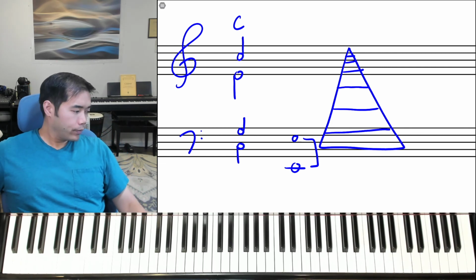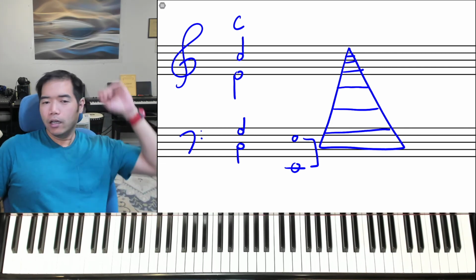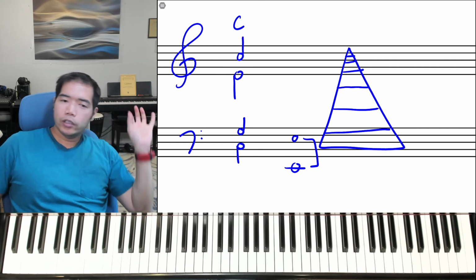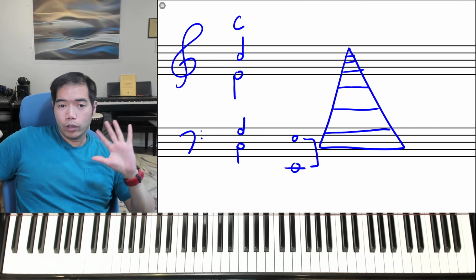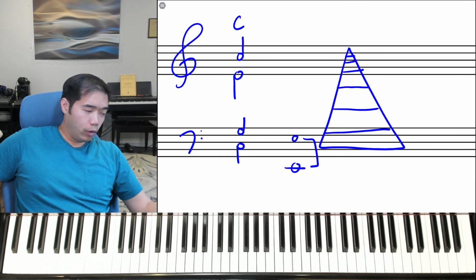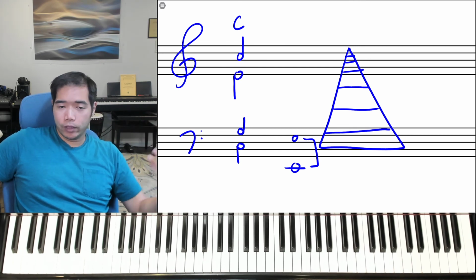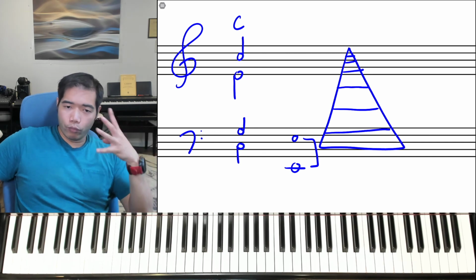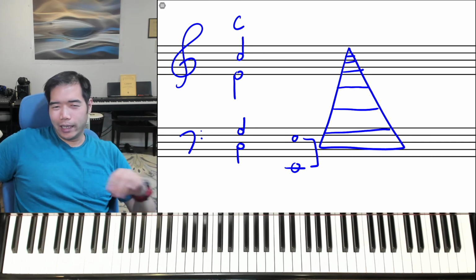Now that we understand that, in the next video we're going to talk about how to select voices in triads and seventh chords when you're writing for four voices. So we're going to take a look at that in depth.